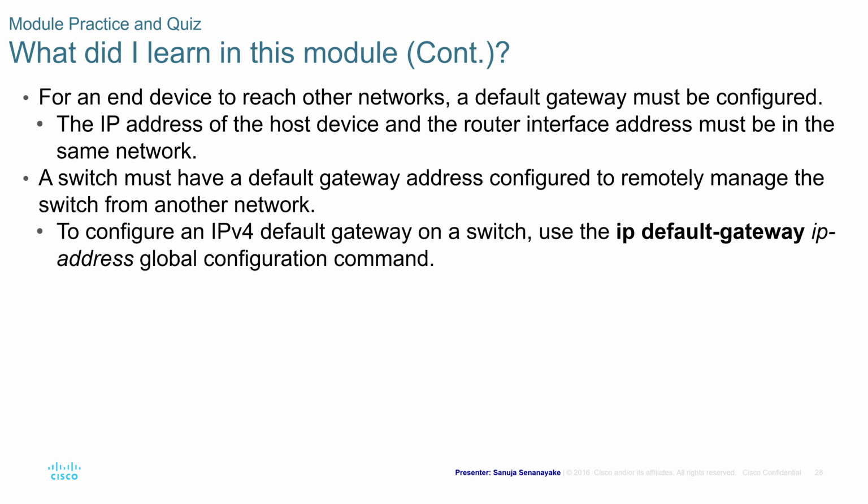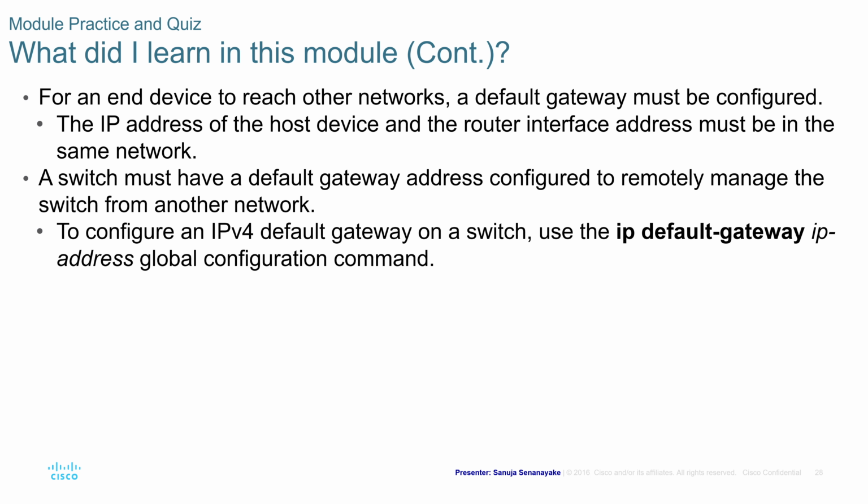A switch must have a default gateway address configured to be managed remotely from another network. You can have a switch without the default gateway configured. However, you won't be able to manage that switch remotely. You would have to do it with a console cable every single time. But if you add the default gateway address to the Cisco switch, you would be able to access that switch remotely and manage it from there.